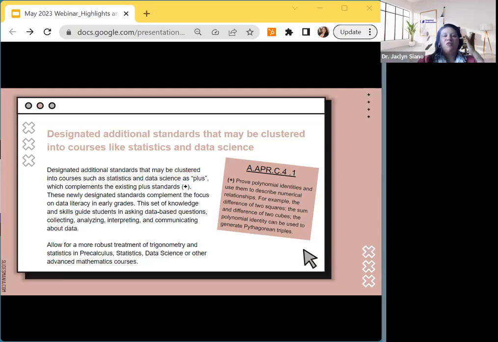So if you do teach an advanced math class at the high school level, these are the standards that you're most likely going to be integrating. And it's, again, really just trying to get a more comprehensive feel for all of the advanced math courses, not just the ones that are required for graduation.